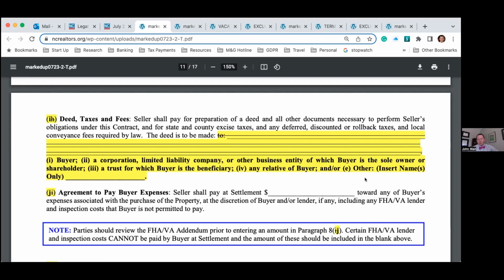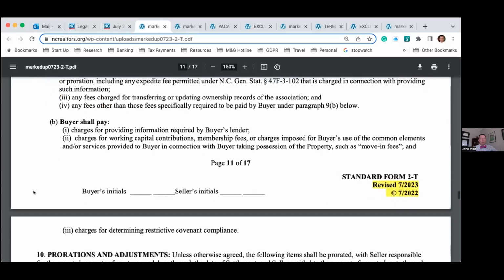And other is going to include situations where people are not related, say it's a significant other situation, but they're not married. They're not related. Hopefully it's a significant other situation. Then you're going to insert names, and insert names only, not to be determined, not NA, not any of those things you used to put in there. That is the only time you're going to fill out that blank. Other than that, you're just going to let the closing attorney do their thing. They are going to use this pre-printed language to make sure the deed gets made out to the right people. Okay. All right. Moving on down.